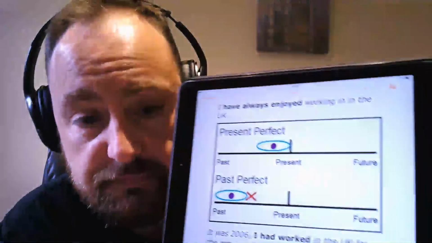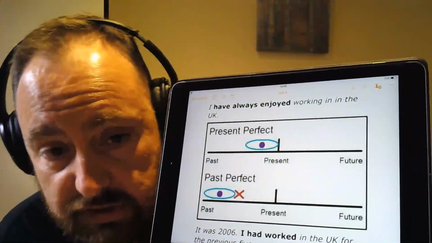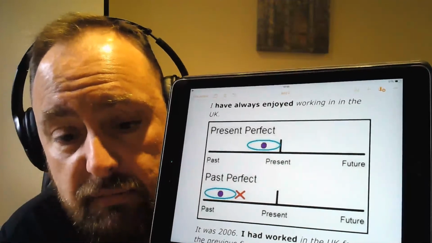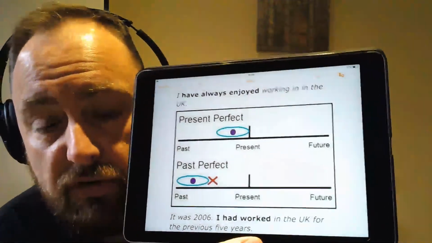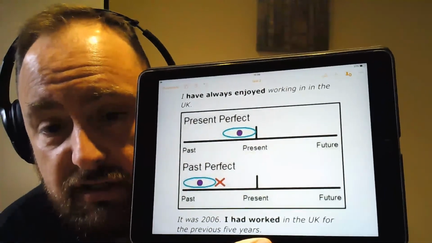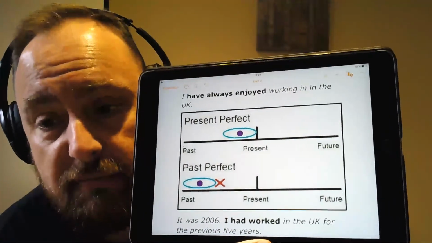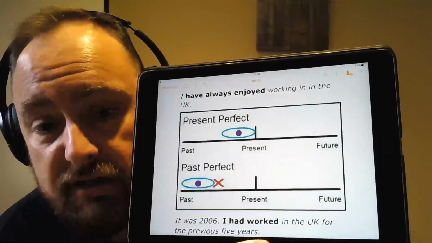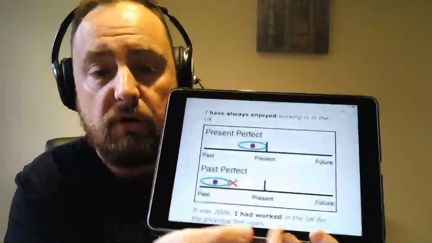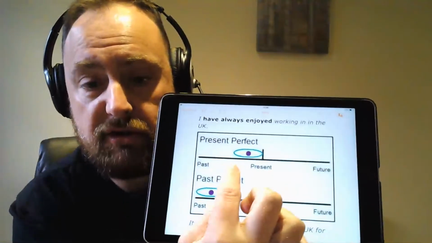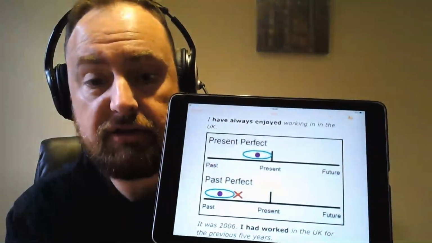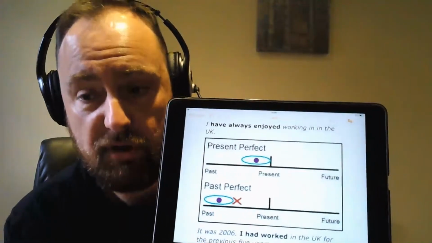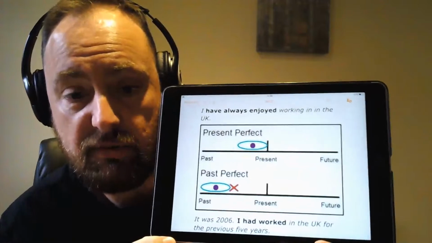I'm going to show you a little diagram with these sentences. The first sentence is, I have always enjoyed working in the UK. We can see there's a little diagram of what this actually means. Present perfect means something from the past but continuing until now. We see this useful diagram that shows that something is going from the past until a point. And the point with present perfect is now, the present.